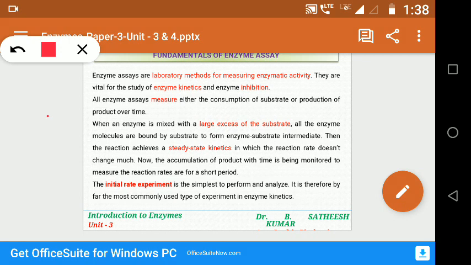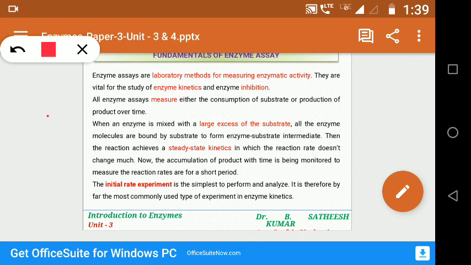In laboratory methods, the enzyme activity is measured on the basis of how much substrate is consumed and how much product is formed, but not how much enzyme is there. So it does not assay how much enzyme is present in a sample, but how much activity there is for that enzyme.